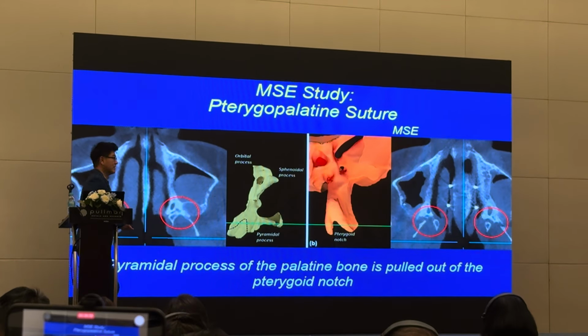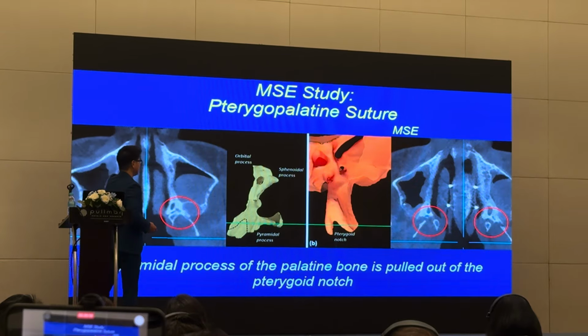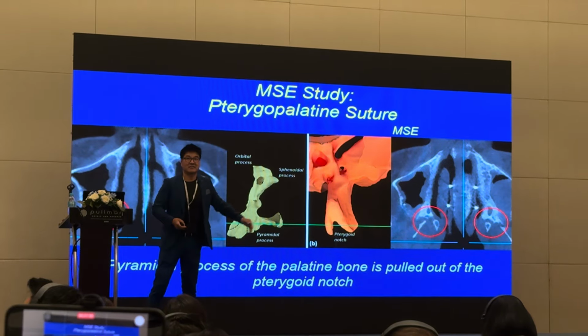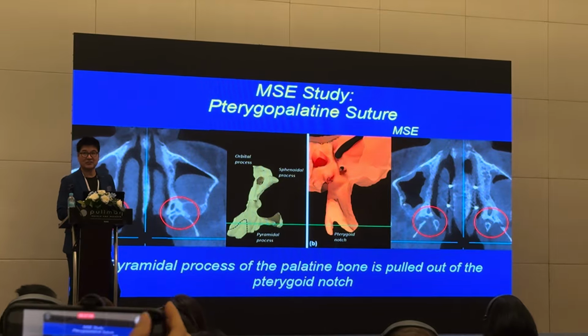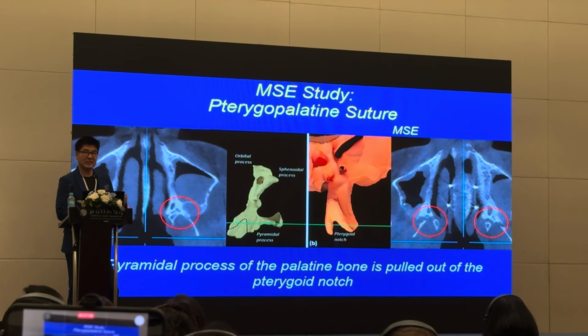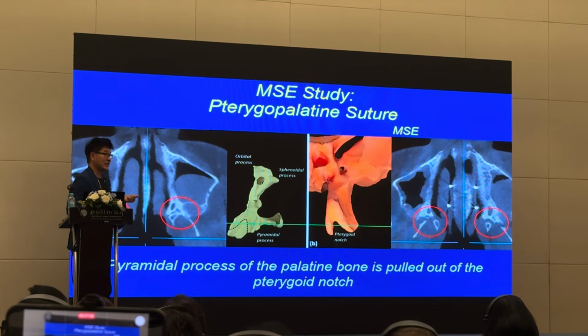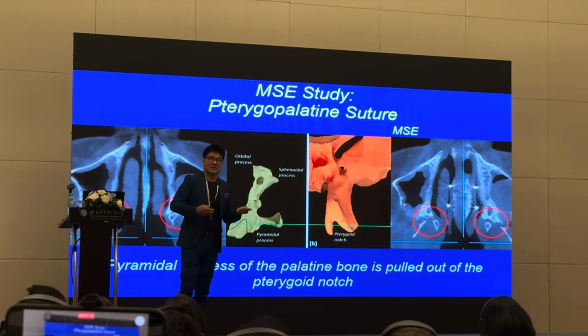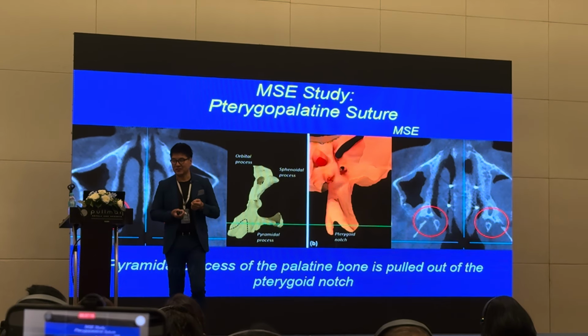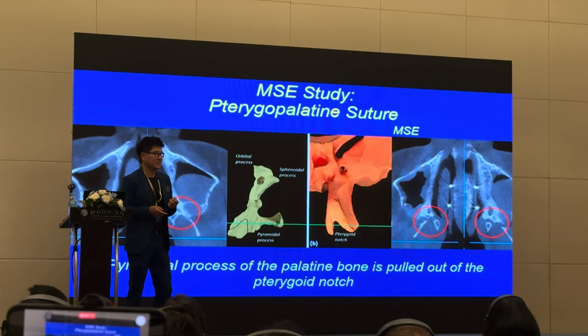So we did the same cut before expansion and after expansion. And you can see almost complete destruction of the Pterygopalatine suture. So it is possible to disarticulate the Pterygopalatine suture without surgery. That's actually proving that the Pterygopalatine suture did not fuse.